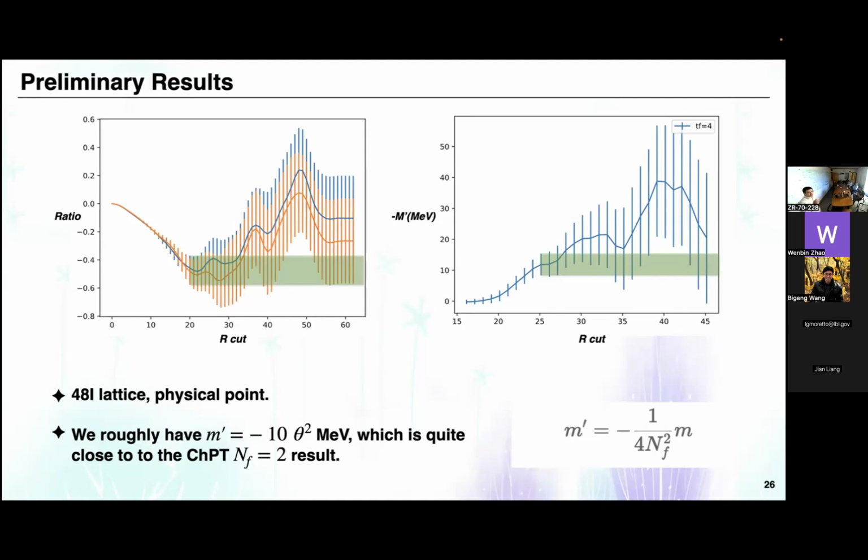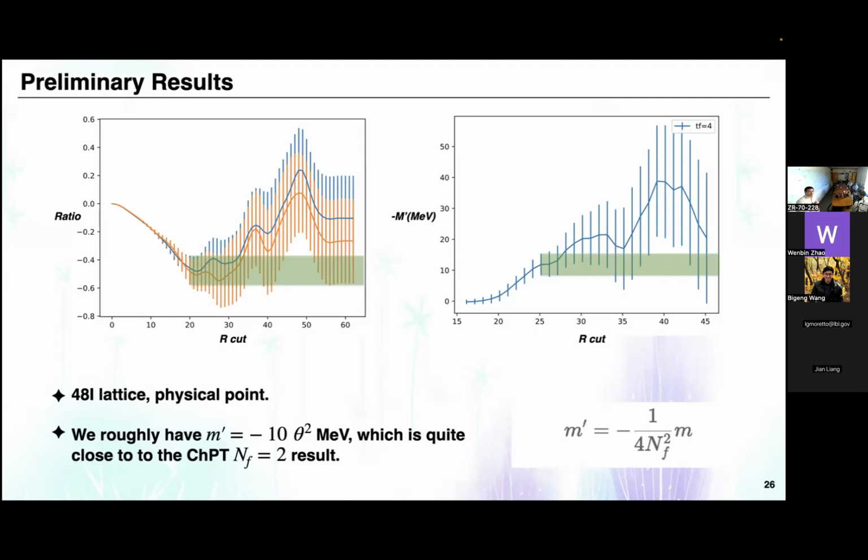So what we get is that the mass shift is about minus 10 times theta squared MeV. If you consider theta to be very tiny, the mass shift is very tiny, around 10 to the minus 10 or 11, so take the square root of that.